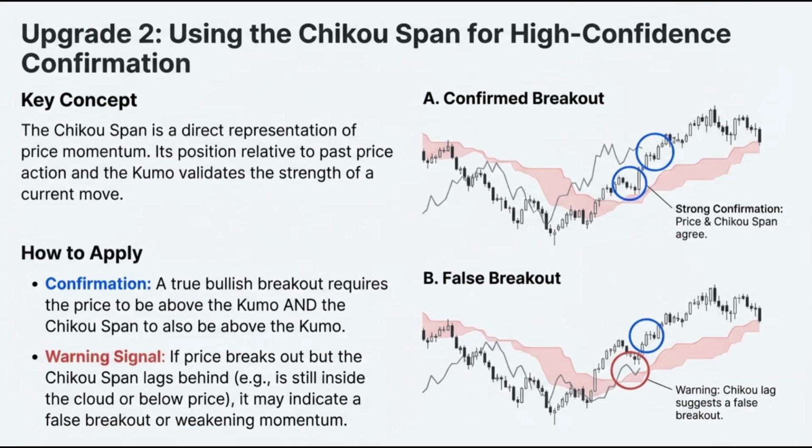Precisely. For a true confirmed bull trend, you don't just want the price above the Kumo. You need the Chikou span to be trading freely above the price action from 26 periods ago. So what's the trap here? The divergence that catches people out.